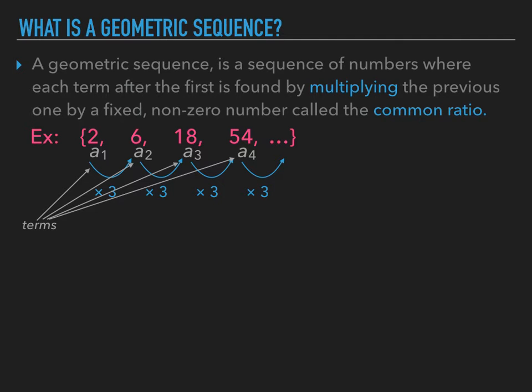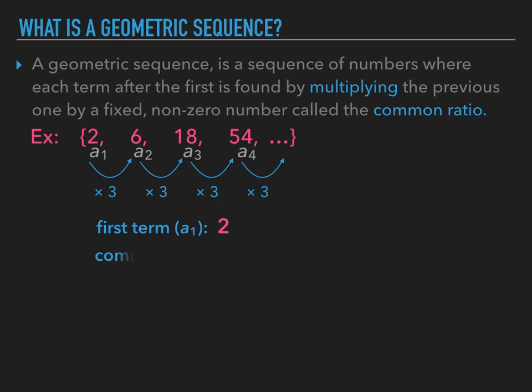That is called the common ratio. And each term in the sequence is denoted by a subscript and then the number of the term. So we say a sub 1, a sub 2, a sub 3, etc. The first term, which is a sub 1, is 2. The common ratio again is 3. The next term in the sequence then would be found by 54 times 3, which is 162.